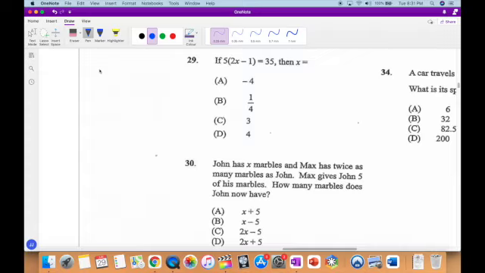So we have to solve for x here. 5 into 2x minus 1 is equal to 35. So first thing we'll expand. So 5 2s are 10x minus 5 is equal to 35. 10x is equal to, well, I'll take the 5 across there, so I'll get 40. X will be equal to 40 divided by 10, which is 4.